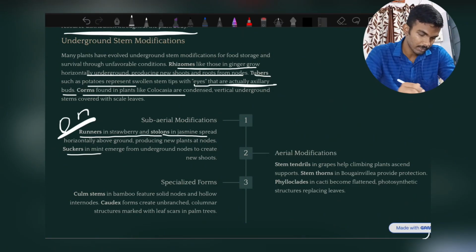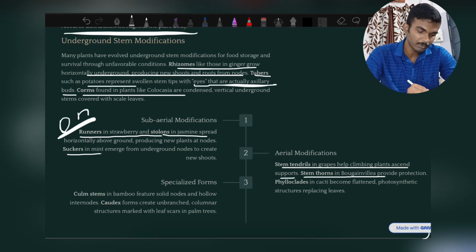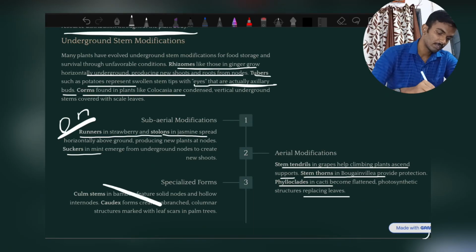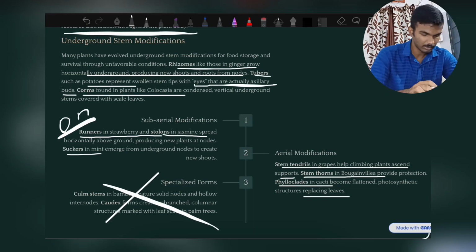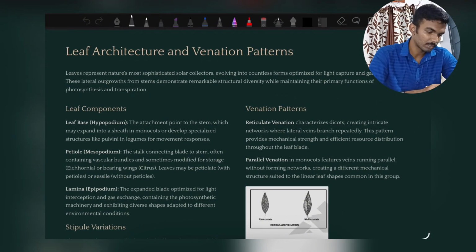Then aerial modification. Stem tendrils in grapes help climbing plants ascend support. Stem thorns in bougainvillea provide protection. Phylloclade in cacti become flattened and photosynthetic, replacing leaves. Specialized forms. Culm stems in bamboo feature solid nodes and hollow internodes. Caudex forms create an unbranched columnar structure with leaf scars, as in palm tree. This is not asked in any NEET question, therefore it is not so important.